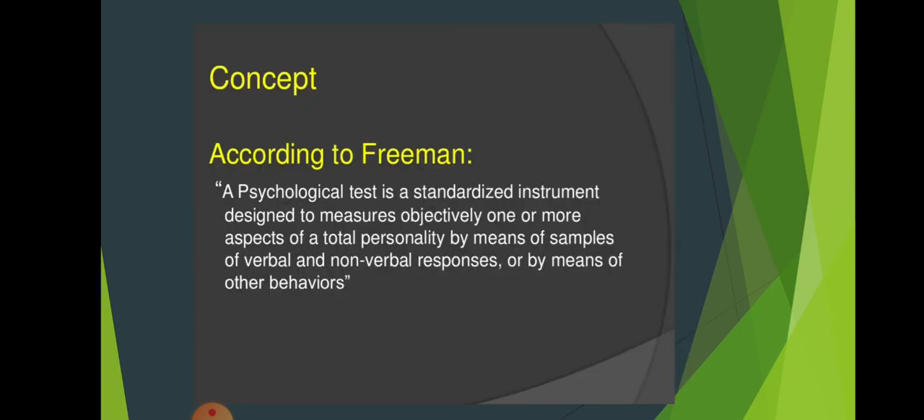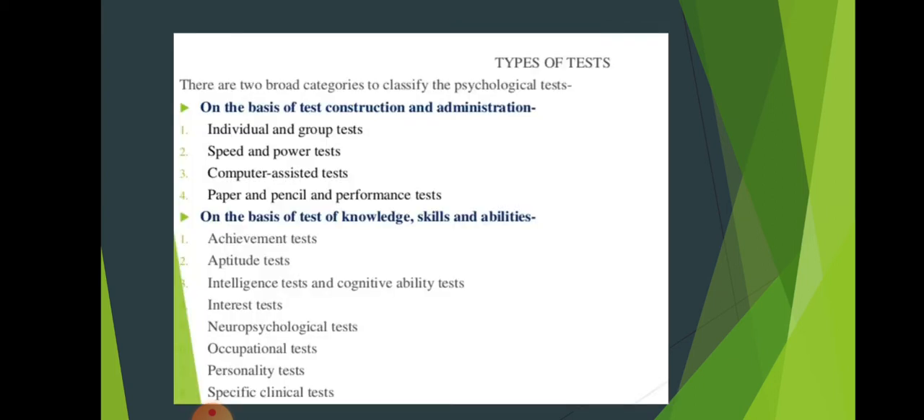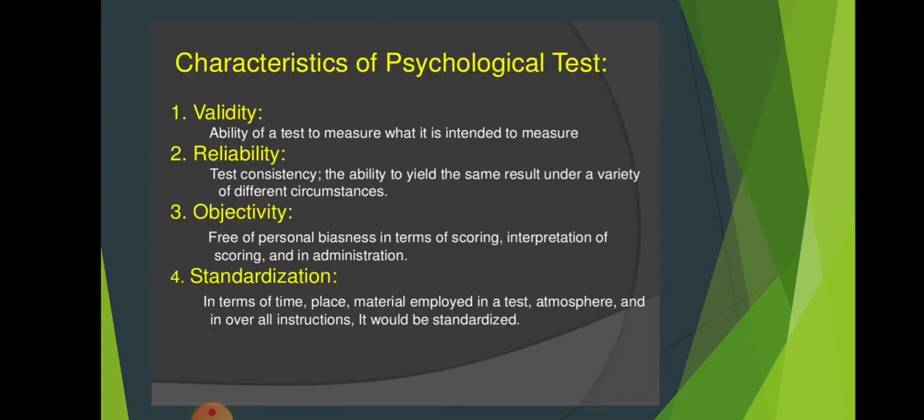According to Freeman, a psychological test is a standardized instrument designed to measure objectively one or more aspects of total personality by means of samples of verbal and non-verbal responses or by means of other behaviors. Today we are going to talk about different types of tests on the basis of test construction and administration, like individual and group tests, speed and power tests, and paper pencil tests and performance tests.